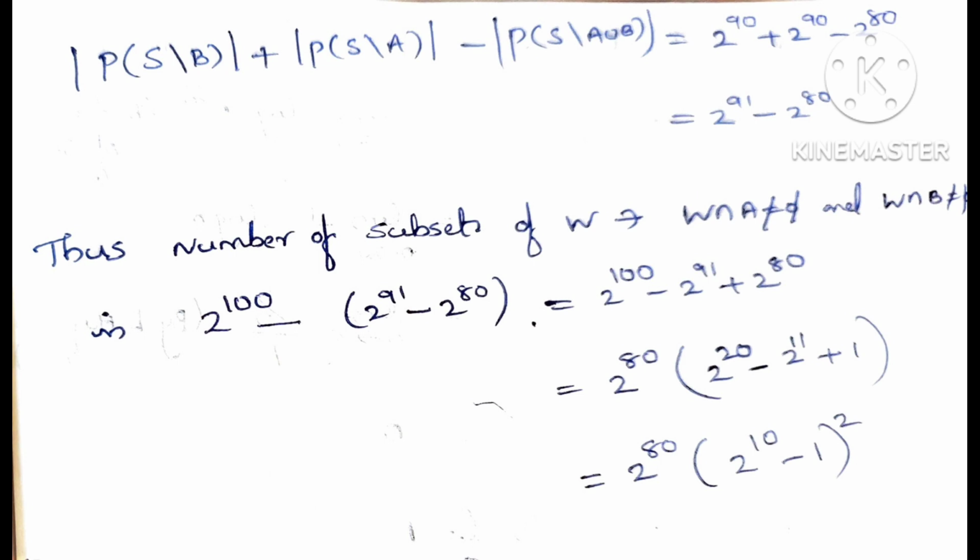Then just minus it from our precedent. It is equal to 2 raised to 100 minus 2 raised to 91 minus 2 raised to 80, that is equal to 2 raised to 100 minus 2 raised to 91 plus 2 raised to 80, that is equal to 2 raised to 80 into (2 raised to 20 minus 2 raised to 11 plus 1), that is equal to 2 raised to 80 into (2 raised to 10 minus 1).